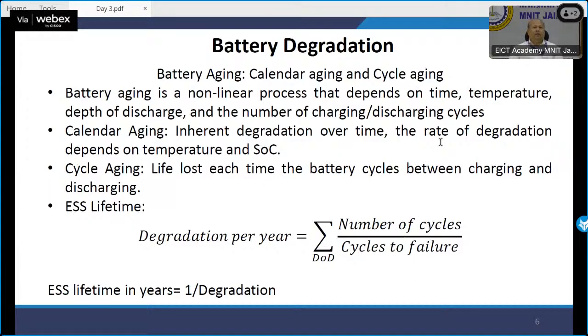Battery aging is a non-linear process that depends on time, temperature, depth of discharge, and the number of charging and discharging cycles. If you read the complete charging discharging cycles of a battery, that's what you have been told: not to charge up to 80%, not below 20%, due to efficiency.